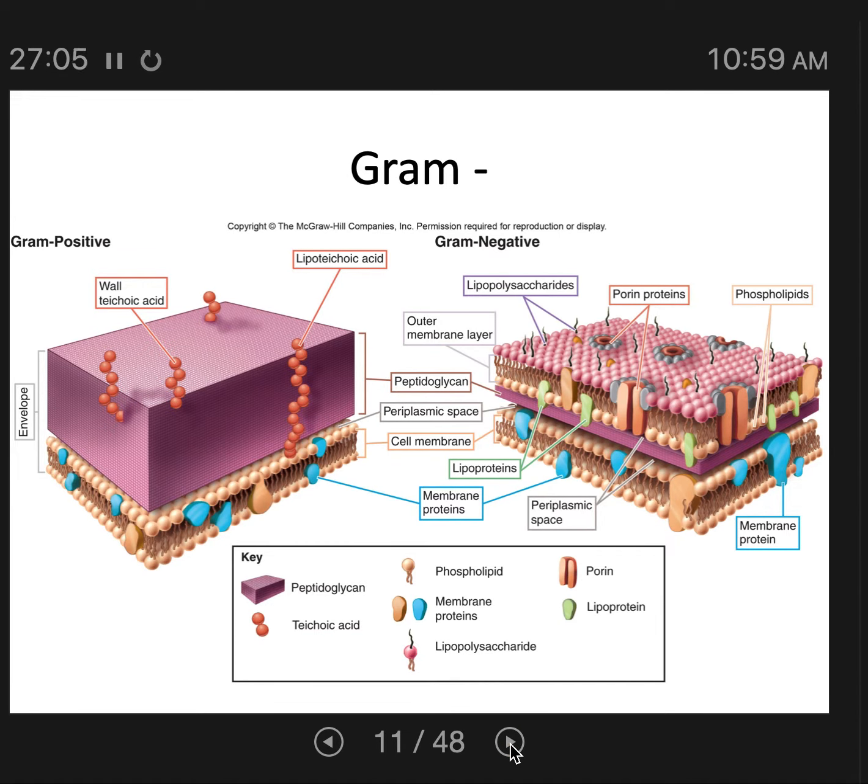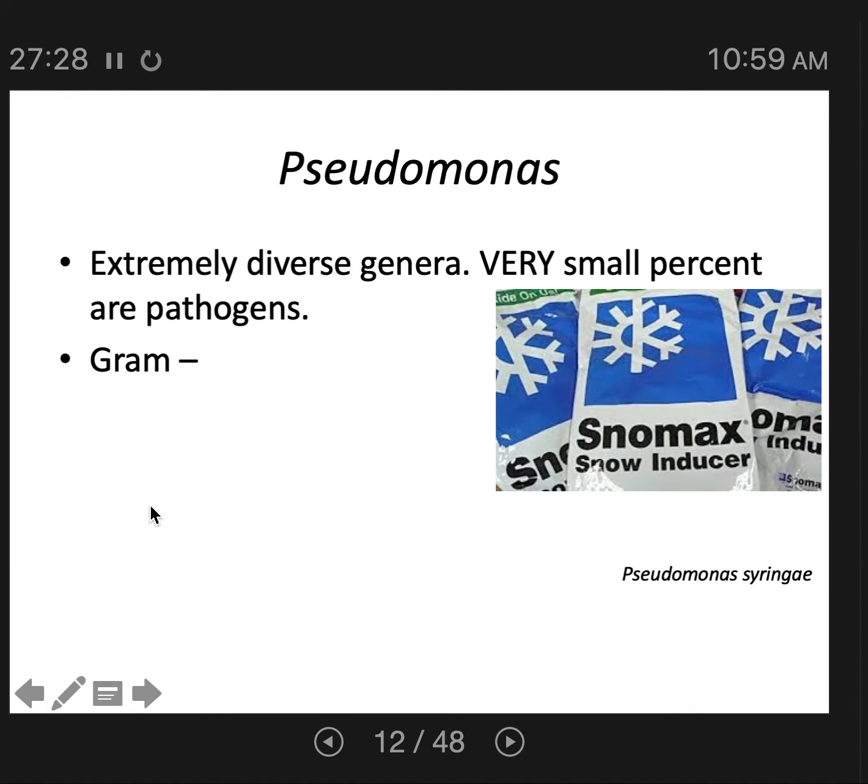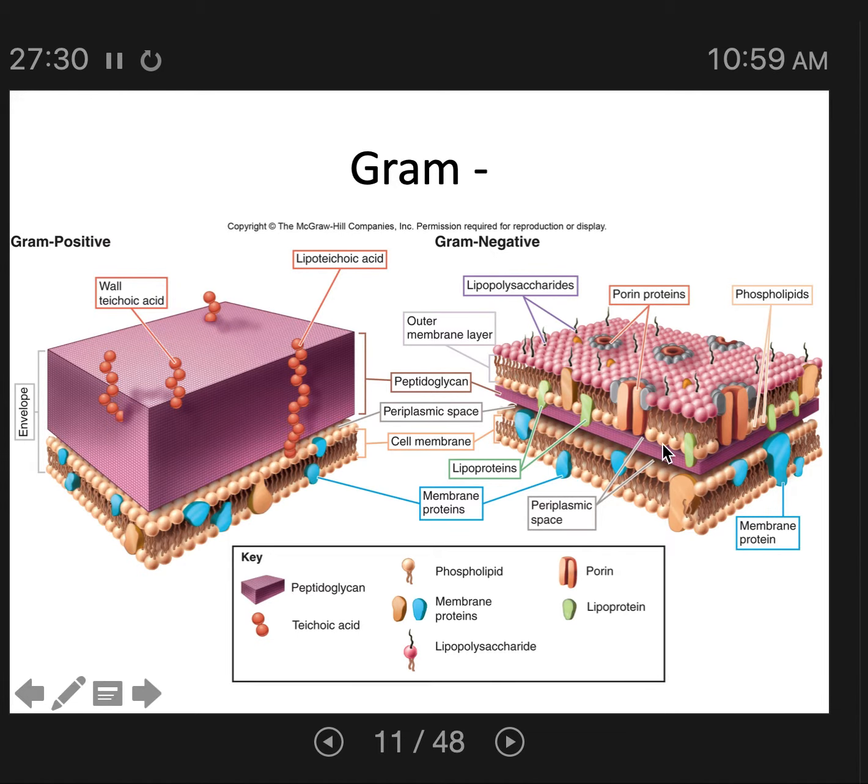Let's start with gram-negative bacteria. This is a review, right? So here's gram-positive bacteria. Here's gram-negative bacteria. Gram-positive bacteria, this is its cell membrane that all cells have, made out of the phospholipid bilayer. Then you have the thick cell wall made out of peptidoglycan. This is not a chemical barrier, it's just structural support. It's to protect against osmotic stress.